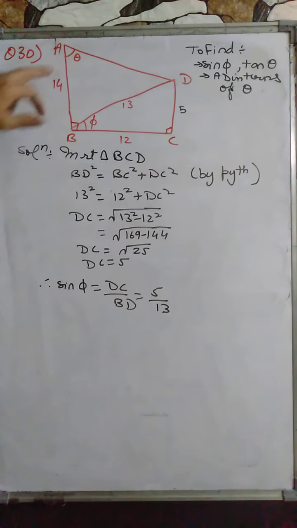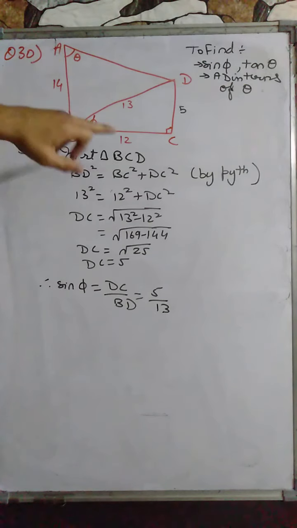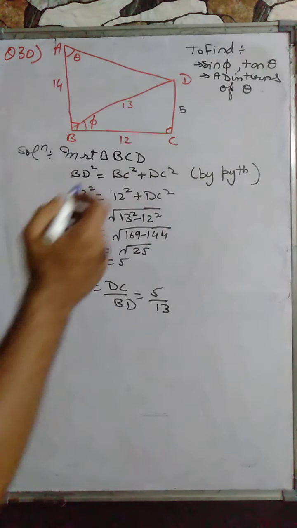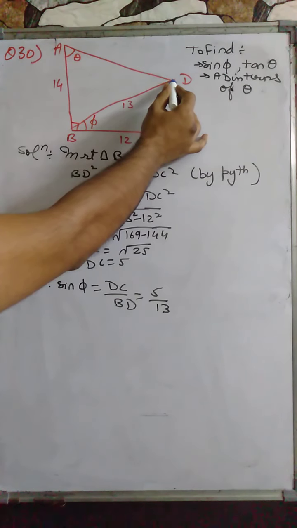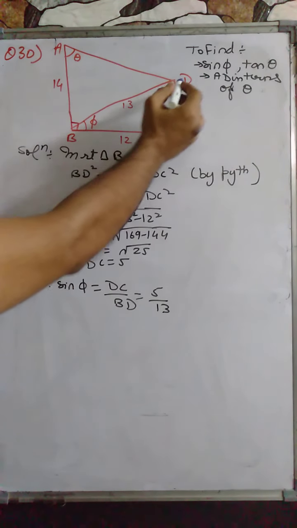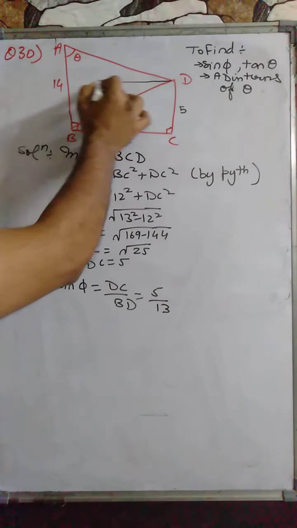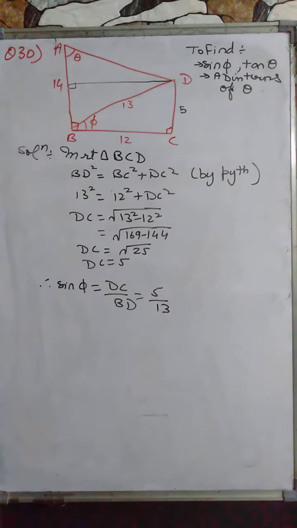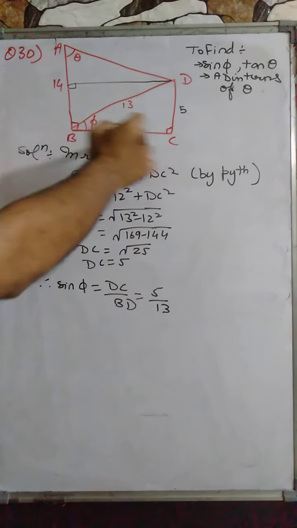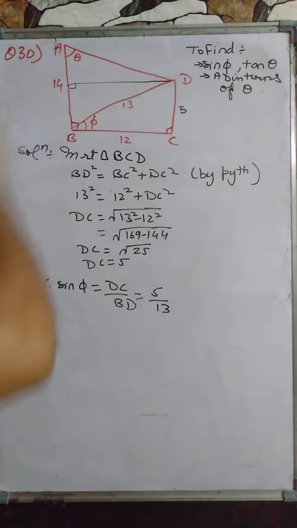To find the tan of this theta, I do not have a proper triangle here. So what I will do is draw a perpendicular from point D to the side AB. Once I draw this perpendicular, what do we observe? That there is a quadrilateral and this quadrilateral is a rectangle. So if this is a rectangle, opposite sides are parallel and equal.